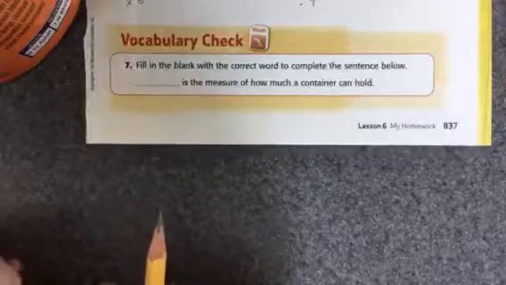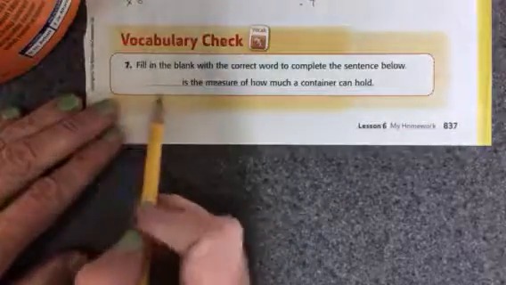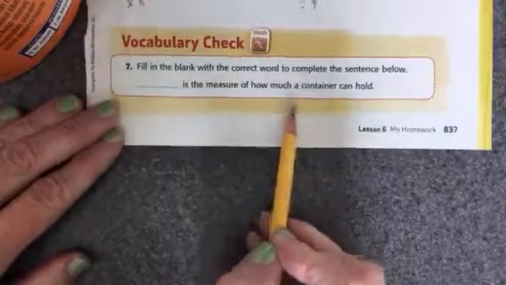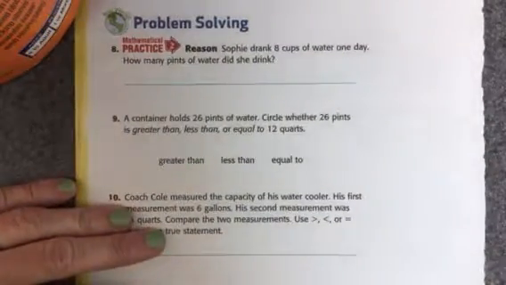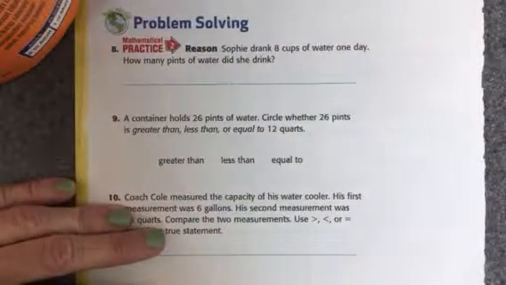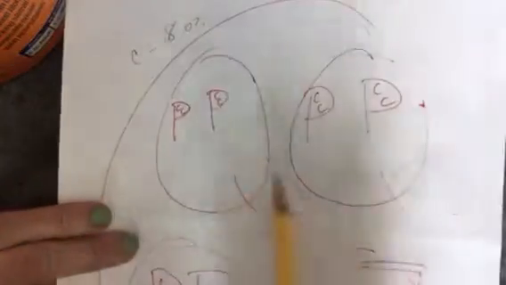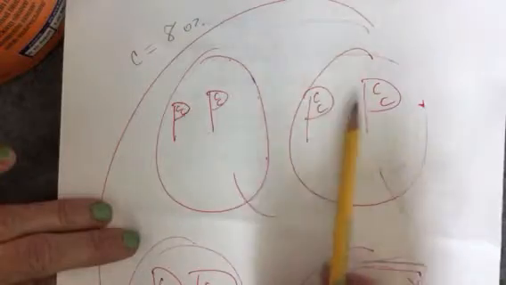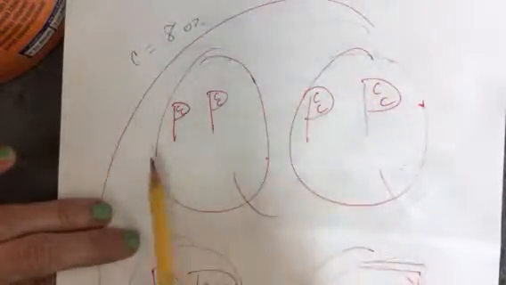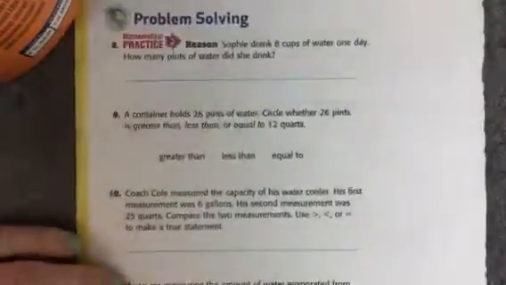Fill in the blank with the correct word to complete the sentence below. Blank is the measure of how much a container can hold. It's right here in the name of our lesson, capacity. Okay, on the back, Sophie drank 8 cups of water one day. How many pints did she drink? Well, we need to see how many 8 cups is. There's 1, 2, 3, 4, 5, 6, 7, 8, and then determine how many pints that is.